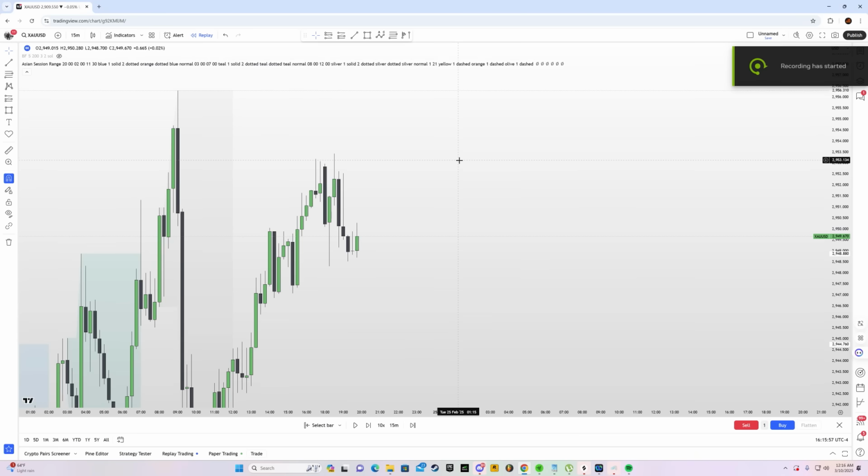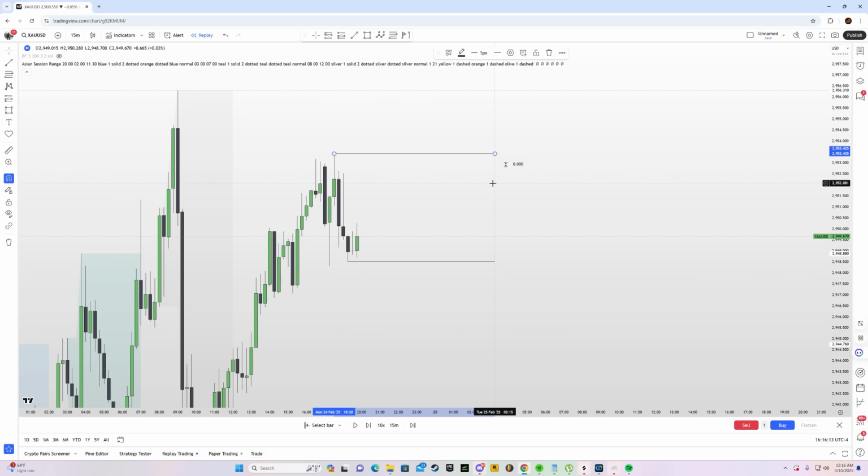All right, everybody. So here is example number 2, and we are at 9:59, looking at gold, of course. So now what we want to do is mark out the most recent high and the most recent low. Simple as that. No need to overcomplicate things. So this is the most recent low, and just around here we have the most recent high.